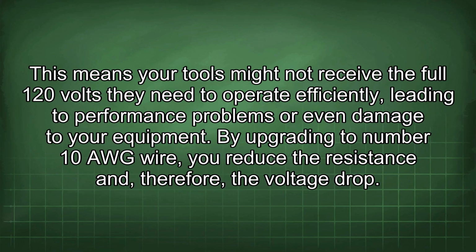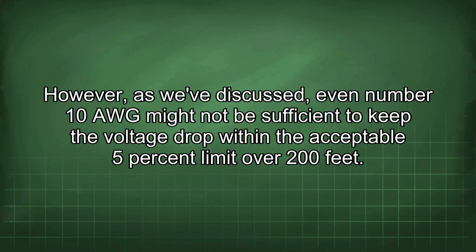This means your tools might not receive the full 120 volts they need to operate efficiently, leading to performance problems or even damage to your equipment. By upgrading to number 10 AWG wire, you reduce the resistance and therefore the voltage drop. However, as we've discussed, even number 10 AWG might not be sufficient to keep the voltage drop within the acceptable 5% limit over 200 feet.